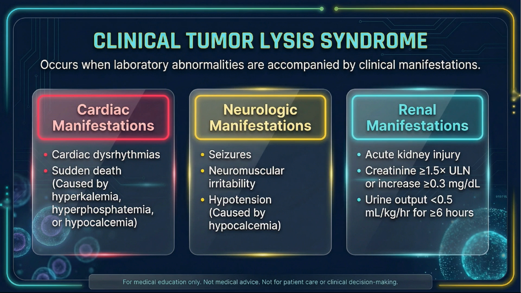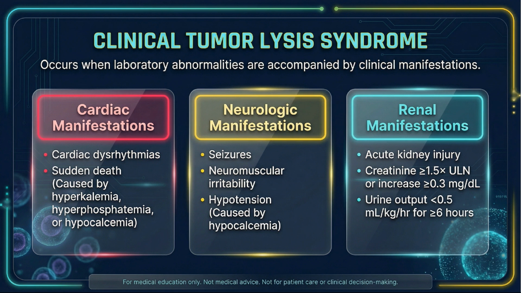Building on that, we have the definition of clinical TLS. This occurs when a patient meets the criteria for laboratory TLS and develops at least one associated clinical manifestation. These manifestations are direct consequences of the metabolic derangements we discussed. They fall into 3 main categories. First, cardiac manifestations, which include life-threatening dysrhythmias or even sudden death. These are primarily driven by severe hyperkalemia, but can also be influenced by hypocalcemia and hyperphosphatemia.